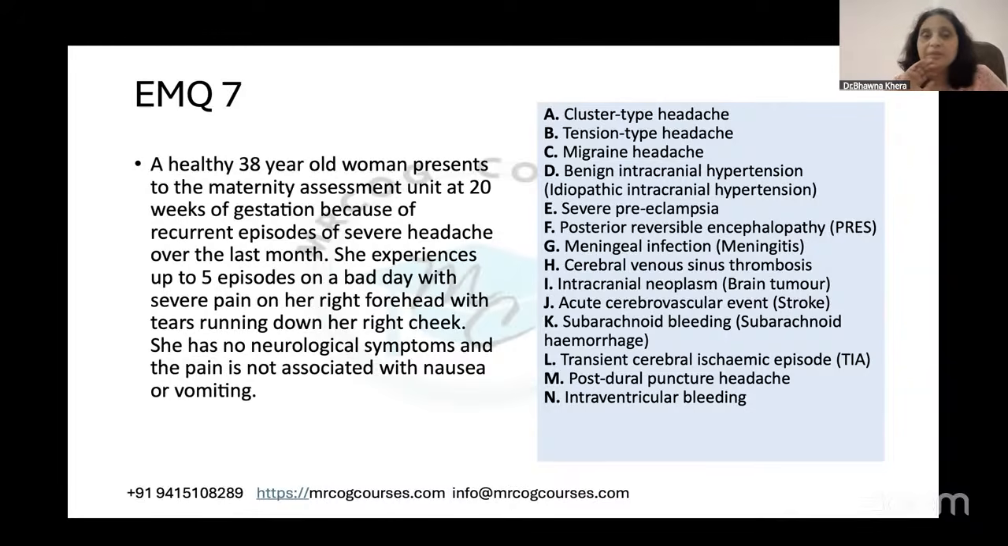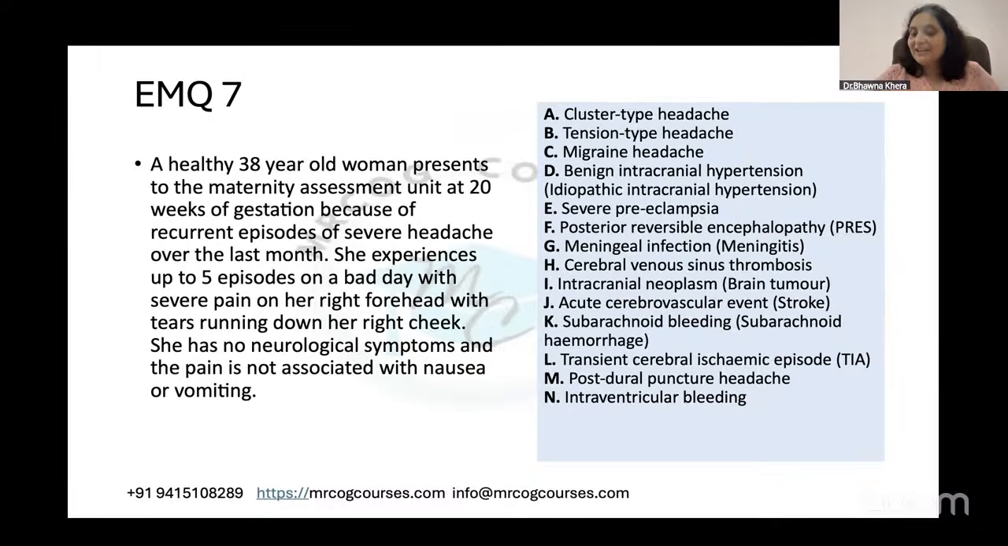Okay. So now coming to the next question here. A healthy 38-year-old woman presents to the maternity assessment unit at 20 weeks of gestation because of recurrent episodes of severe headache. She experiences up to 5 episodes on a bad day with severe pain on her right forehead, with tears running down her right cheek. She has no neurological symptoms and the pain is not associated with nausea or vomiting. Now, what is there?